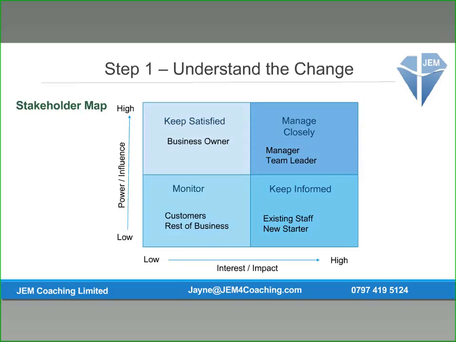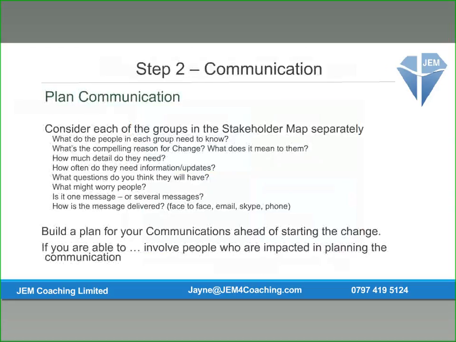So all our activity so far has been very concerned with understanding the change and what it might mean for different groups of people. With this understanding, we can now start to plan how we're going to tell people. So my next step really is about communication. And here again, considering each of the groups in the stakeholder map separately. And underneath there, I've just listed some of the questions that I'd be asking myself in terms of what the content of those messages is going to be.